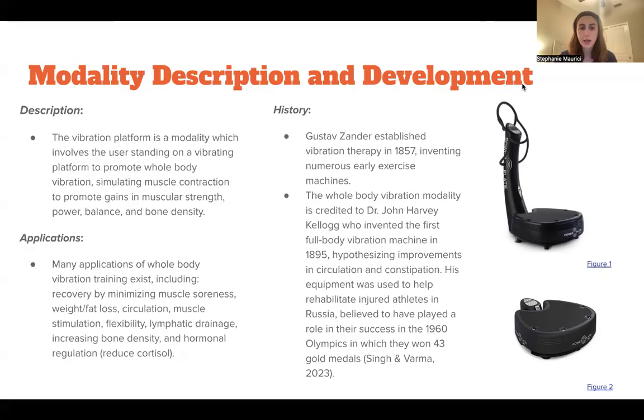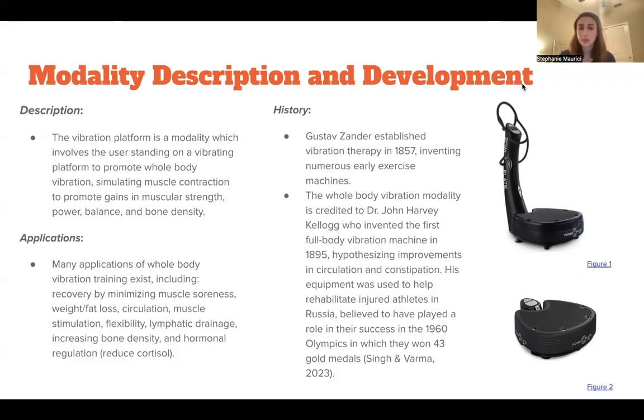So again, there's many applications, so I have some of them listed here, including recovery, so minimizing muscle soreness, weight or fat loss, circulation improvements, muscle stimulation, flexibility, lymphatic drainage, increased bone density, and hormonal regulation specifically. It's been said to help in reducing cortisol.